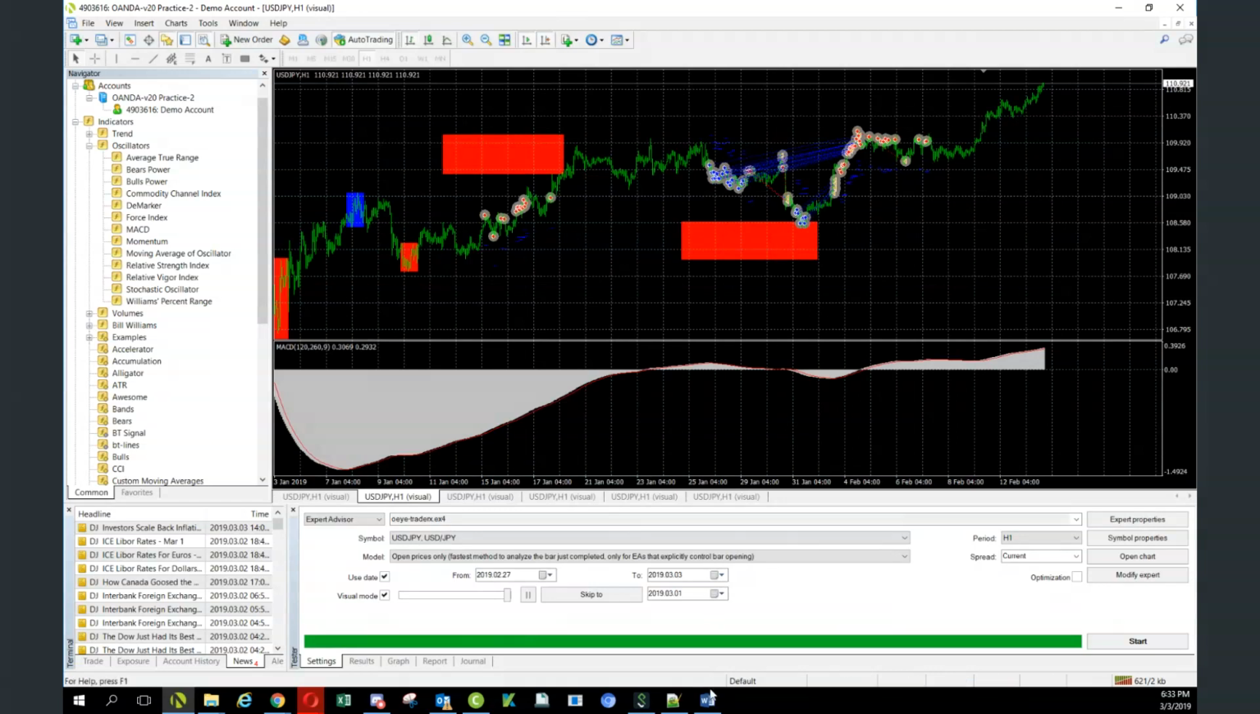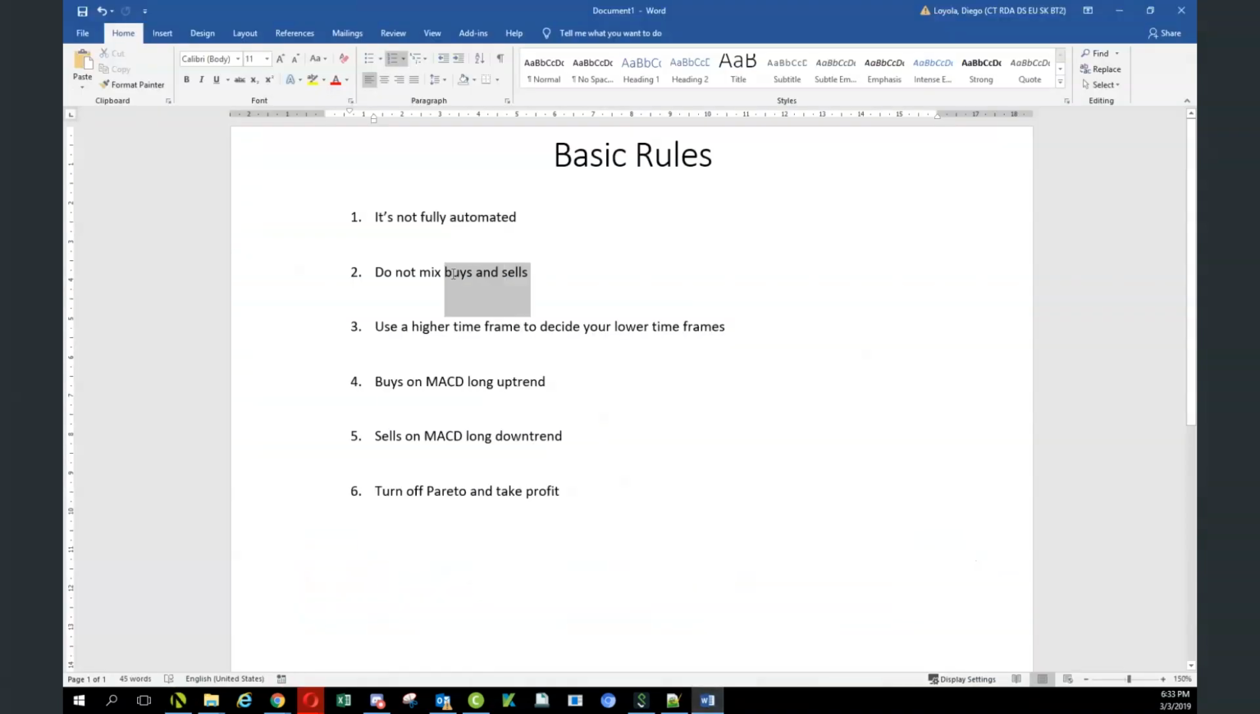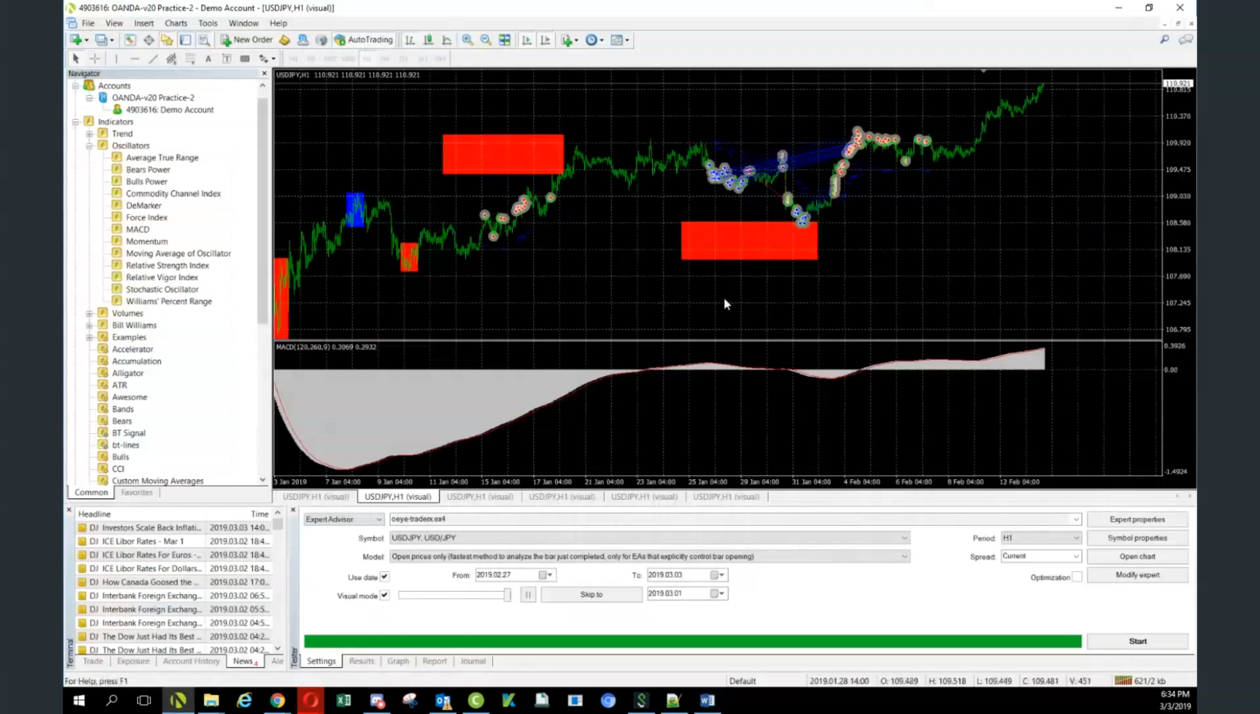Okay, going on to the next rule. Because it's not fully automated, as of the beginning of March 2019, do not mix buys and sells. It's the same thing again. We were here, this was an uptrend, as you can see, this was going up, but whenever you let the expert advisor do the opens, it's not going to know, and it's going to try and open sells as well. So it's not a good idea.